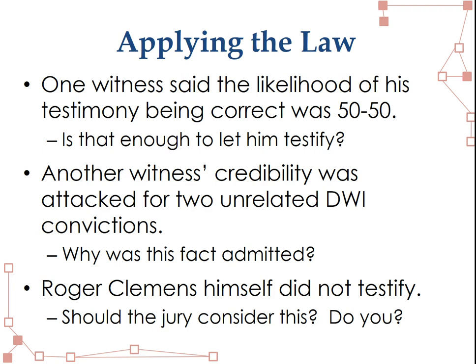Another witness's credibility was attacked for 2 unrelated DUI convictions that really didn't have anything to do with the defendant. So why was that fact admitted? And how did that hurt the person's credibility testifying? And Roger Clemens himself did not testify. Should the jury be allowed to consider this? We talked about this, I think, at length in the last chapter, so you probably already know the answer. But what do you think?